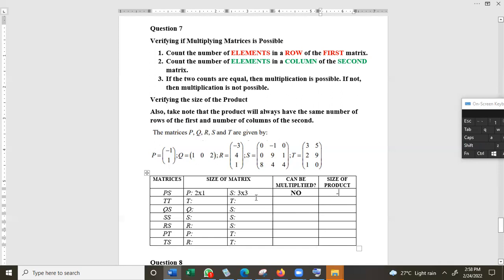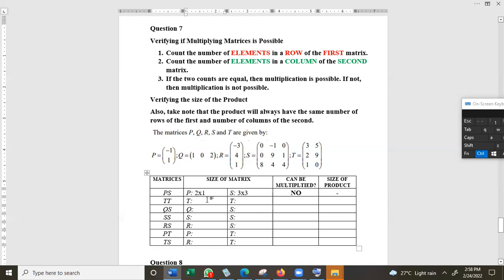Another way some persons say, just compare the second number with the first number in the sizes, because this is a 1 and a 3. Those two numbers have to be equal. If they are equal, then multiplication is possible. If not, multiplication is not possible. All right, so therefore now you have 1 element in the row of the first, and you have 3 elements in the column of the second. Multiplication is not possible.